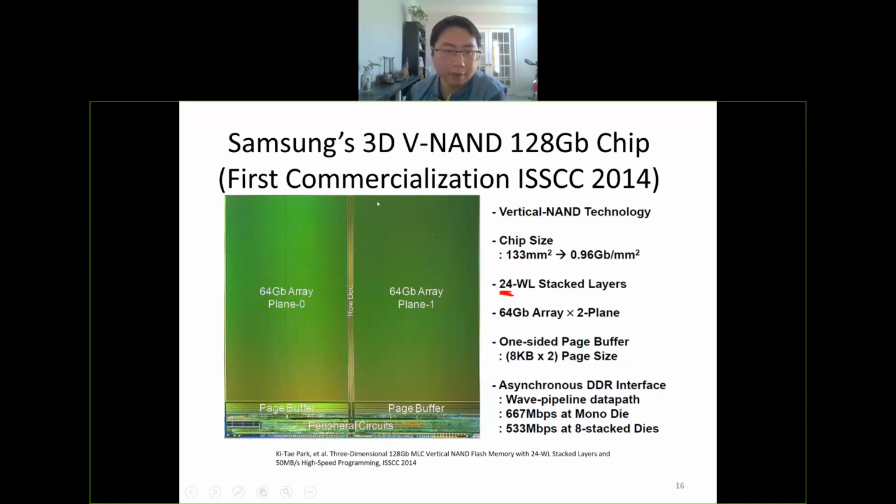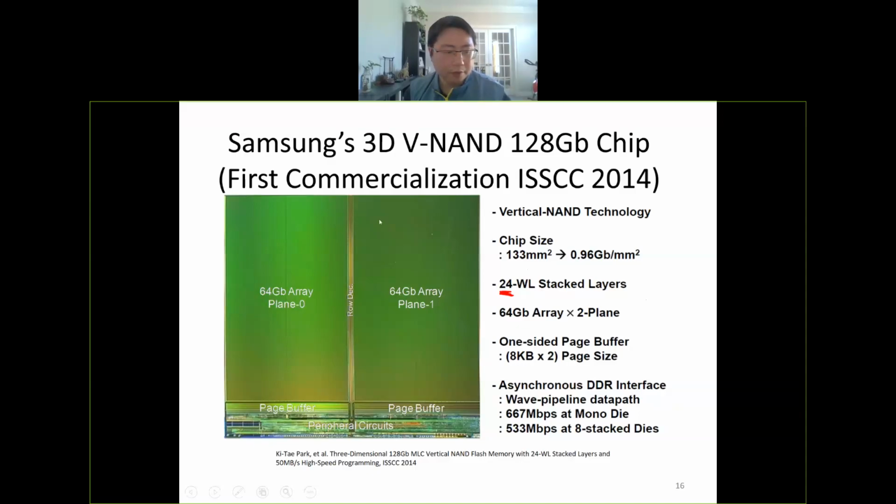So this is how you increase the density. That means you have the same horizontal chip area, but you stack more and more transistors vertically. That means for the same cost, you have more transistors, more bits, and then you can reduce the price for your SSD.